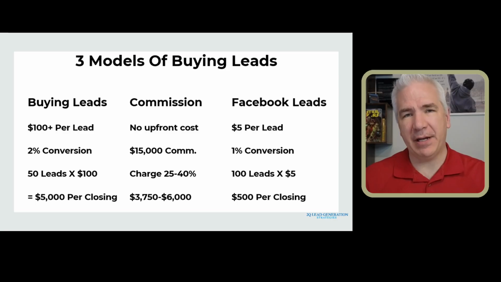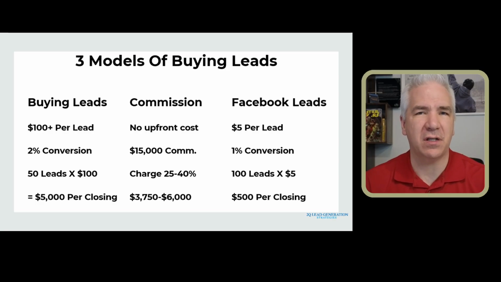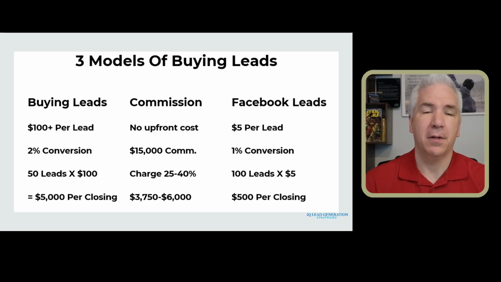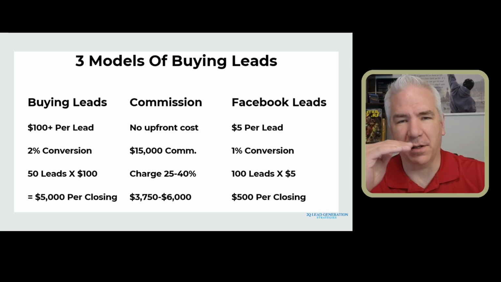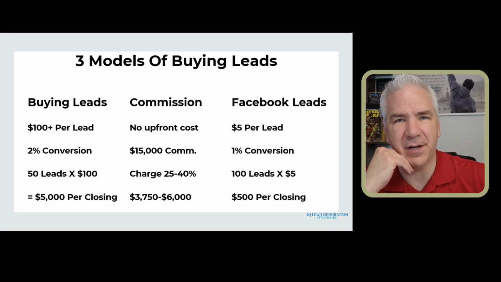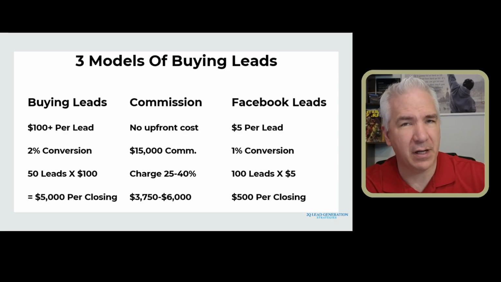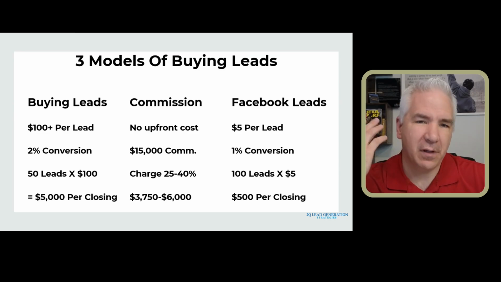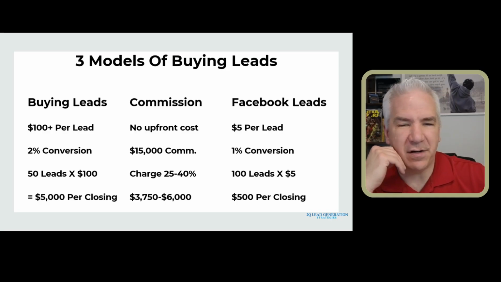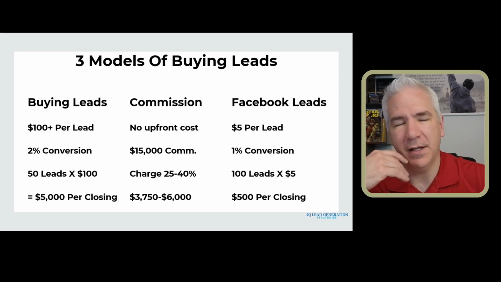Now, some lead generation companies have transitioned to a commission-based model where they want a percentage of the commission once the deal closes, and they're not charging you upfront for the lead. This is the middle column. There's no upfront cost. Let's say you earn your $15,000 commission. They typically will charge anywhere from 25 to 40%, depending on what company you're doing it with. If you do the math, 25 to 40% of that 15,000 is $3,750 to $6,000. In some cases, it's even more expensive to do it that way than just buy the lead.